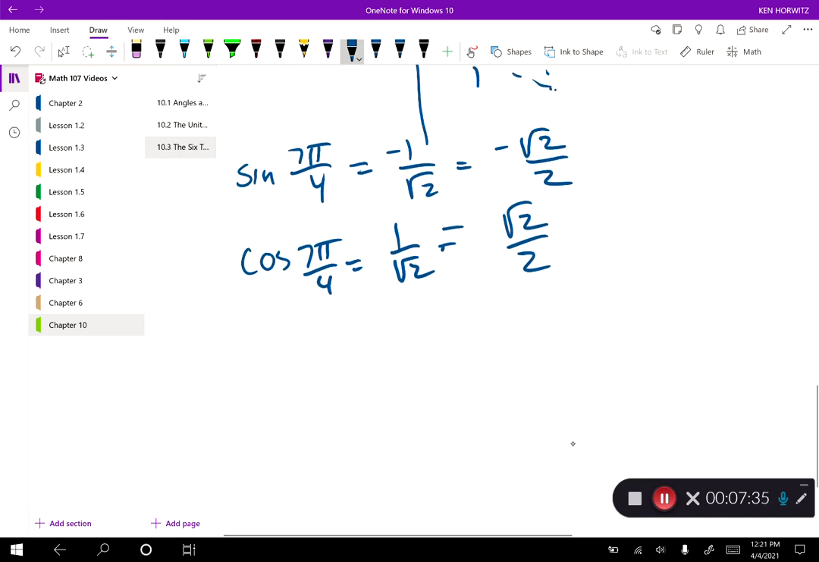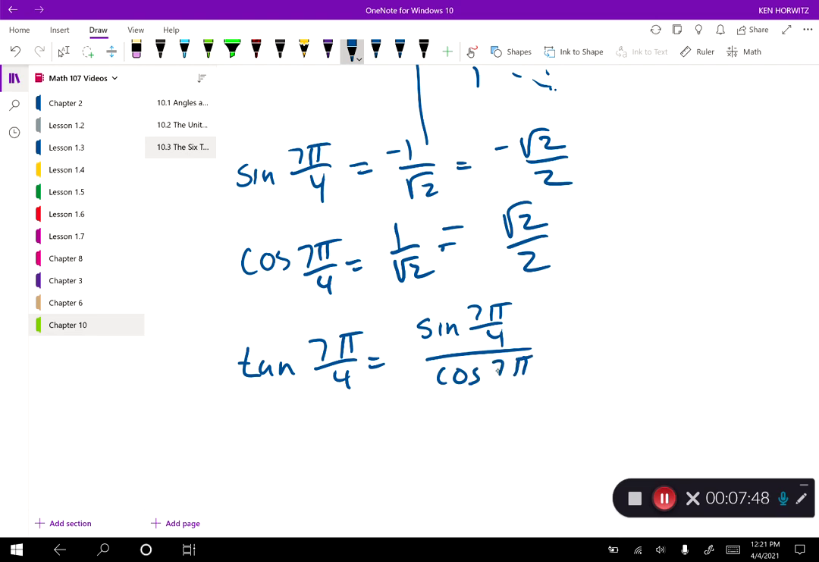Now for tangent of 7 pi over 4 equals the sine of 7 pi over 4 divided by the cosine of 7 pi over 4. And we see that they're the same number except for the negative, so it winds up being negative 1. If you have any questions about it being negative 1, go through the steps. You are always welcome to check my work. Now the cotangent is the reciprocal of tangent.